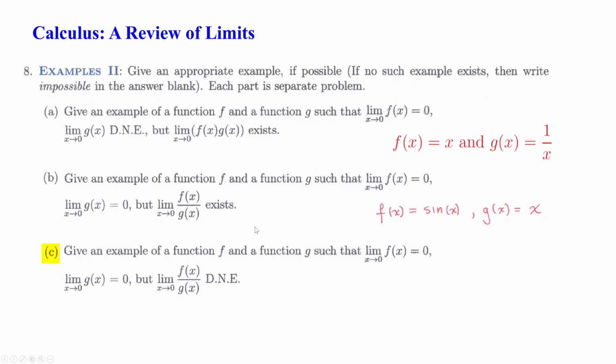And this is the reverse, so it's the same hypothesis. Both f and g go to 0 as x goes to 0. However, now the ratio doesn't exist. A simple example would be let f of x equal x, let g of x equal x squared. And so you would get x over x squared, which cancels, which gives you 1 over x, which certainly doesn't exist at 0.